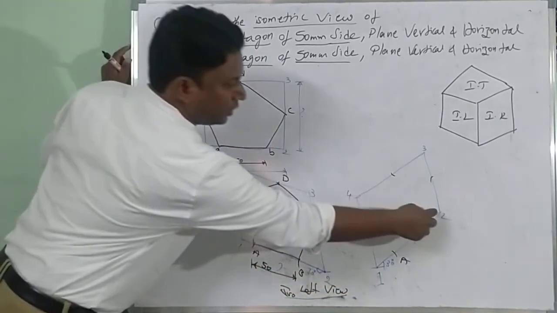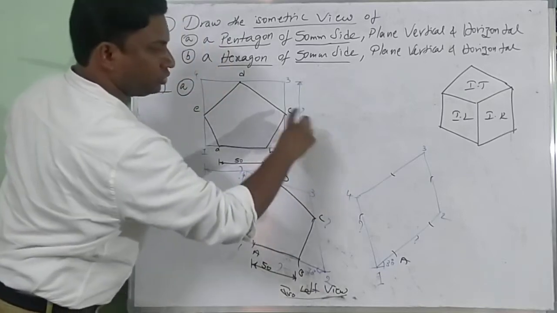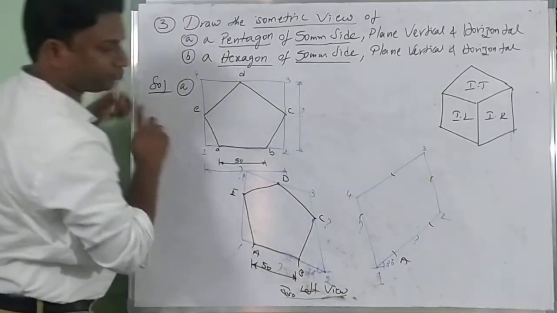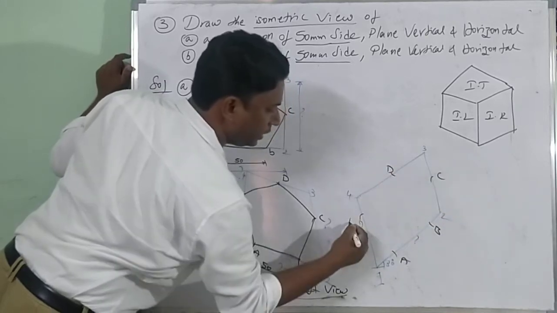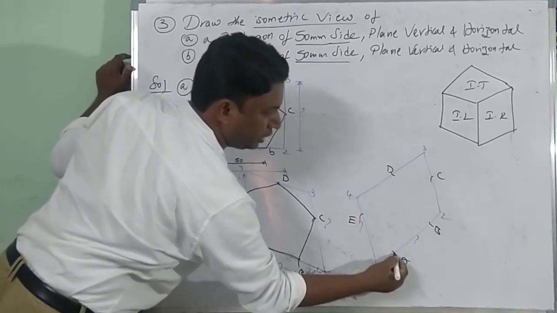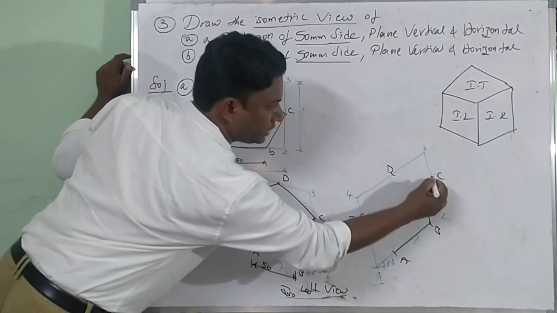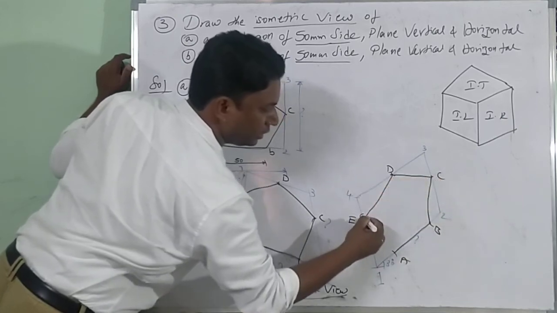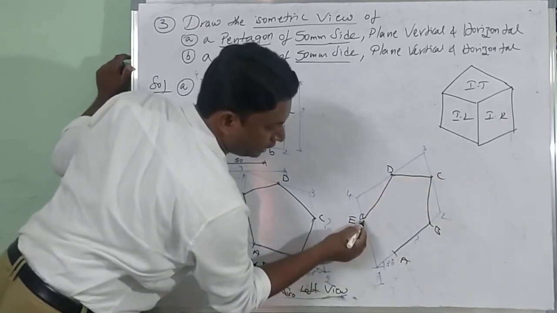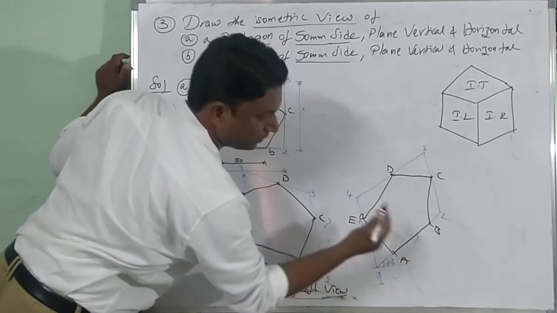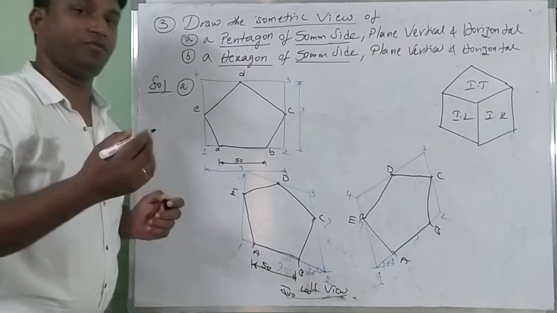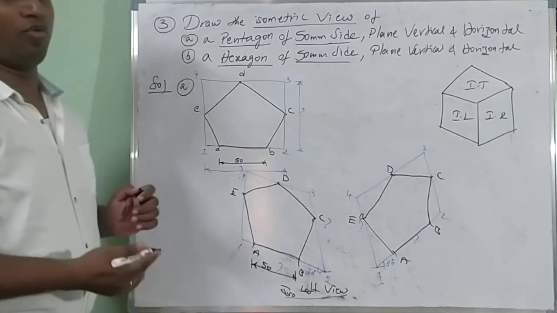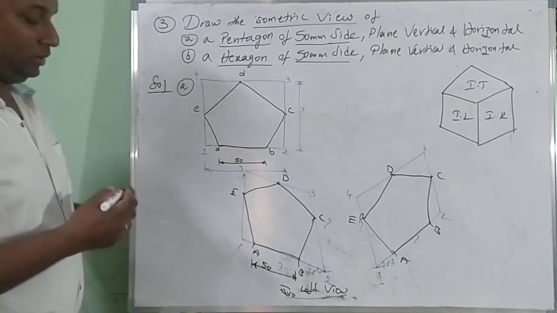2 to B, from 2 cut B. 2 to C, from 2 cut C. A, B, C, D, E. Now join A, B, B, C, C, D, D, E, E, A. That is your isometric view of a pentagon of 50 mm side over towards the vertical plane of iso right. Right?